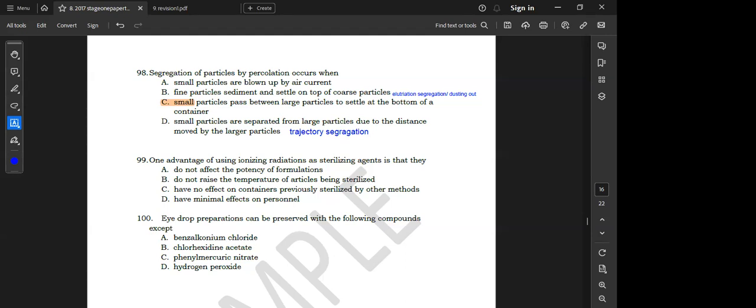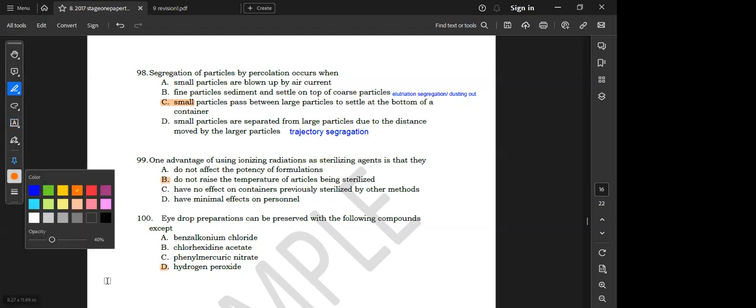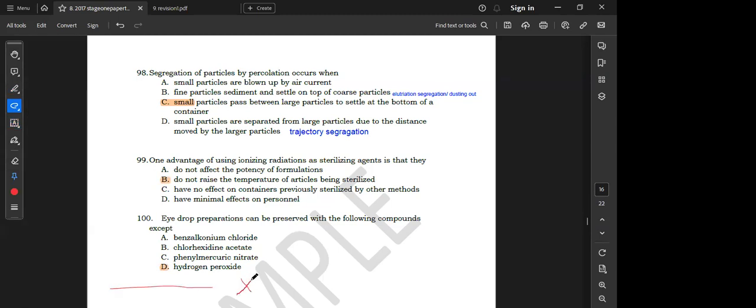Can you say do not raise the temperature of particles being sterilized? Okay. Which preparation can be preserved with the following compounds except, yeah, that's hydrogen peroxide. Somebody said benzalkonium chloride is the one that causes reaction also in the eyes. I'm asking. Okay.